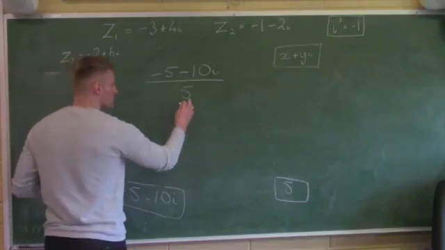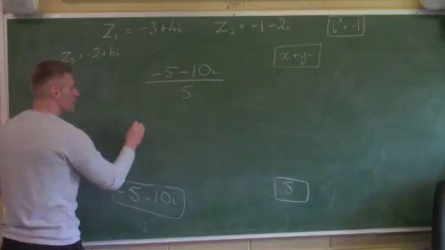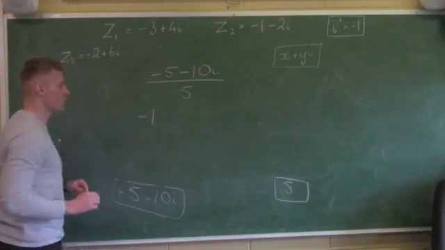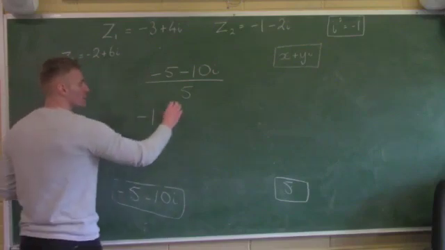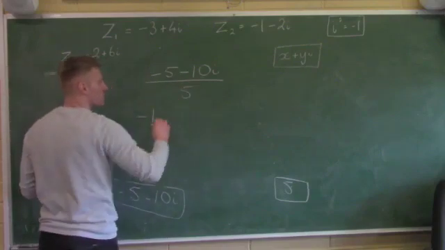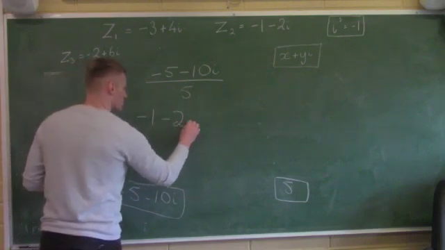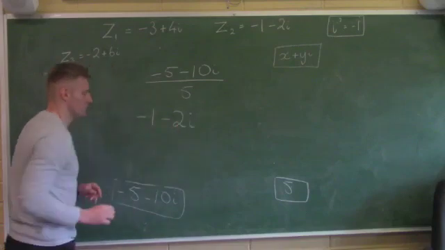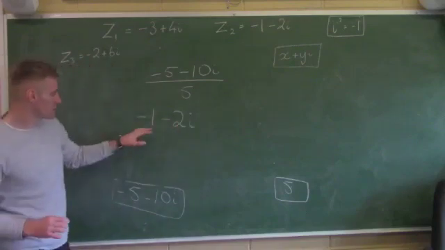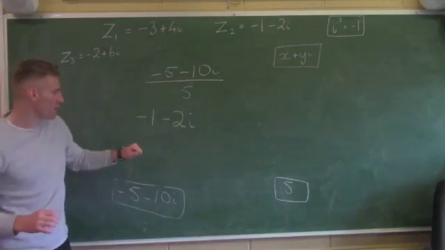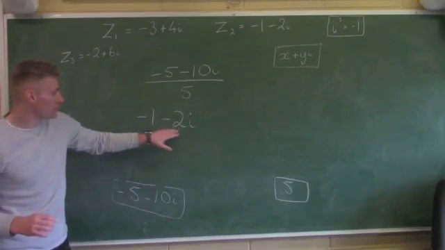How many times does 5 go into -5? It goes in -1 times. How many times does 5 go into -10i? It goes in -2i times. That is my answer. -1 being my x part, my y part being -2.